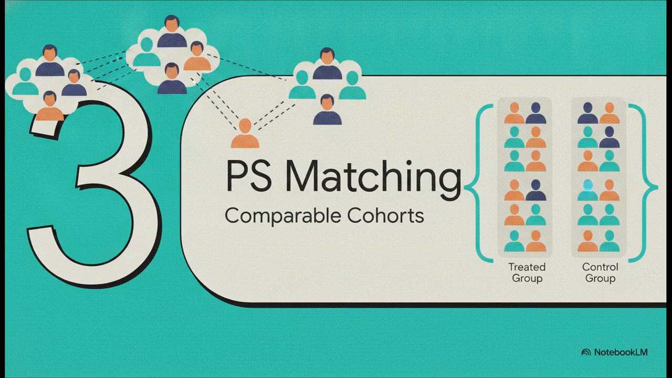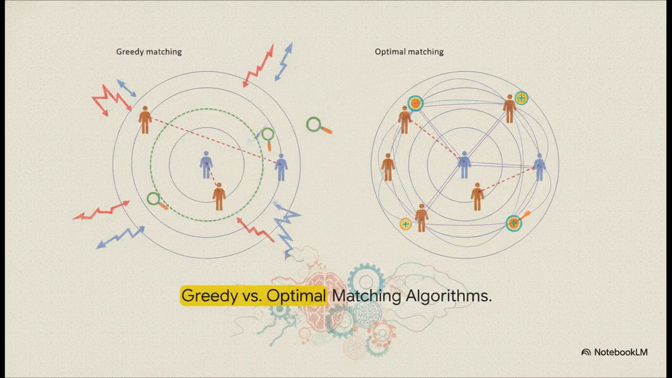Section 3. Propensity score matching. Let's talk about constructing comparable cohorts. The primary goal of propensity score matching, or PSM, is quite intuitive. We want to pair up treated and untreated subjects who have highly similar propensity scores to create perfectly balanced comparison groups. How do we do the pairing?